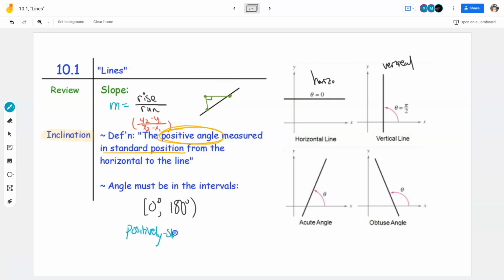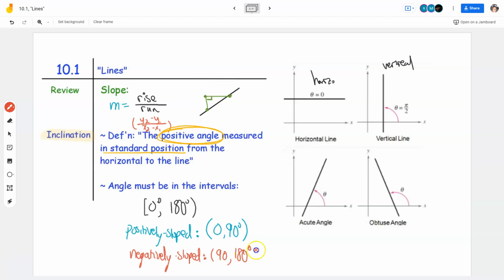Good question, I could write that down. All my positively sloped would be in between 0 and 90. Good clarification, right? So not at 0, not at 90, that's flat, that's vertical. And then all my negatively sloped would then be where? 90 to 0, but we'll use 180.